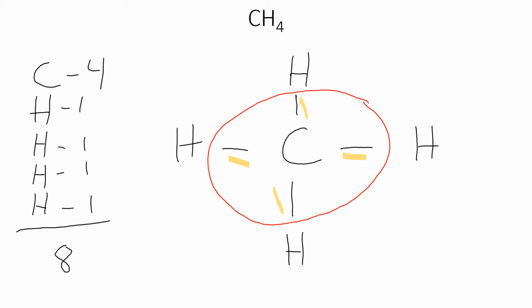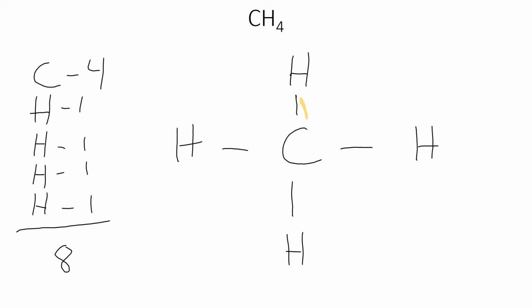So we have the correct total number of electrons in our molecule. Carbon's following the octet rule, so that's good. Hydrogen doesn't follow the octet rule, it follows the duet rule, and it is. So we feel pretty comfortable that this is our Lewis structure for CH4.